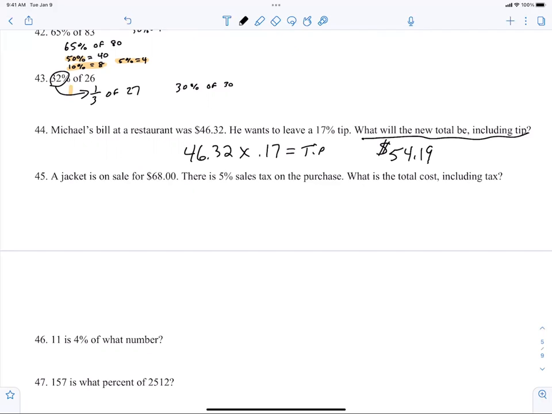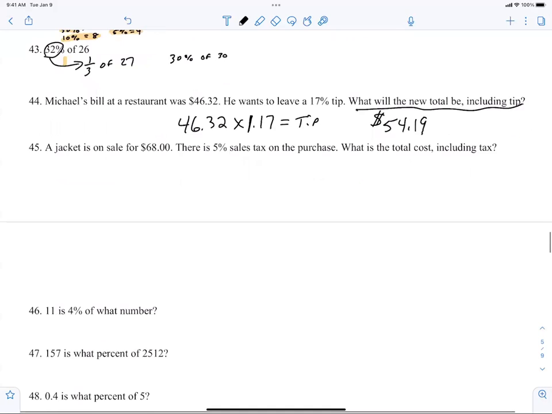46.32 times 1.17. Yes, because you pay 100% of the bill plus 17% tip. That's 117%. All right, is everybody happy with this so far? Everybody happy? Good. All right, let's knock out 45.